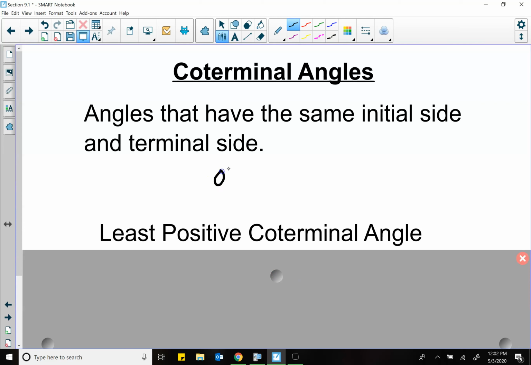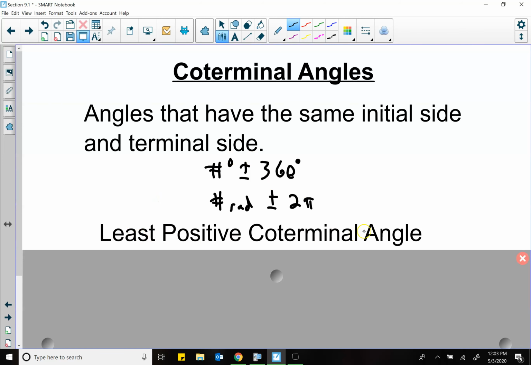So whether you're in degrees or radians, in degrees, you're adding or subtracting 360 degrees. Or if you're in radians, you're going to add or subtract 2 pi. That's how you make coterminal angles.